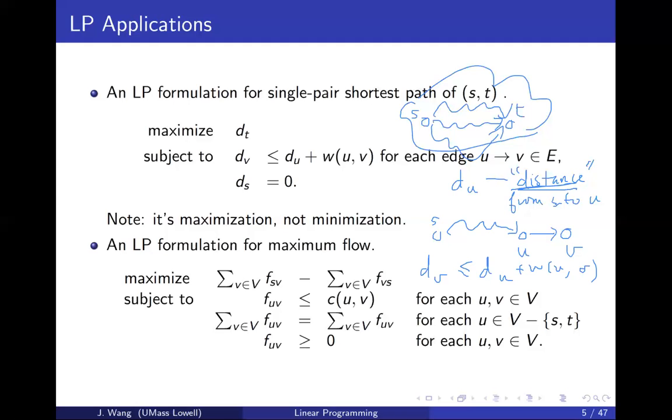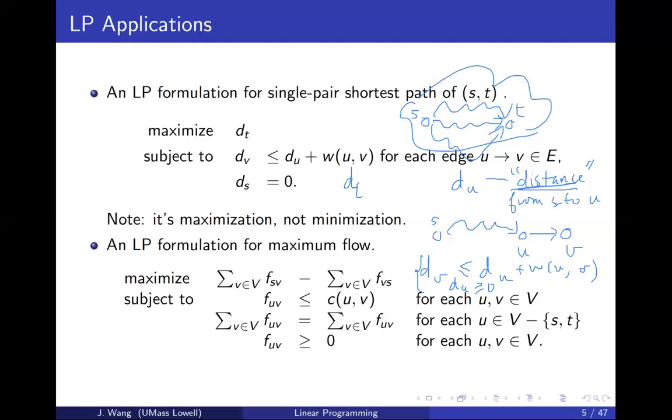And all of these du have to be greater than or equal to 0. So those are the constraints. And then what we are looking for is dt, which is the distance from S to T. Intuitively, you may think, I want to minimize dt because that is the distance and I want the shortest path, so I want to minimize it.